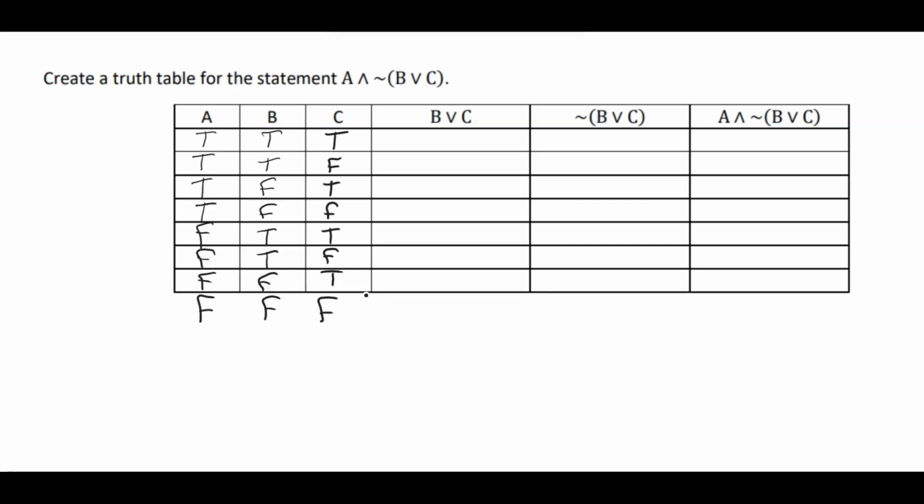So for example, they can all be true, or they can all be false. If there's one false, it can happen in C or B or A. If there is one true, it can happen in A or B or C. Every possible situation is here.